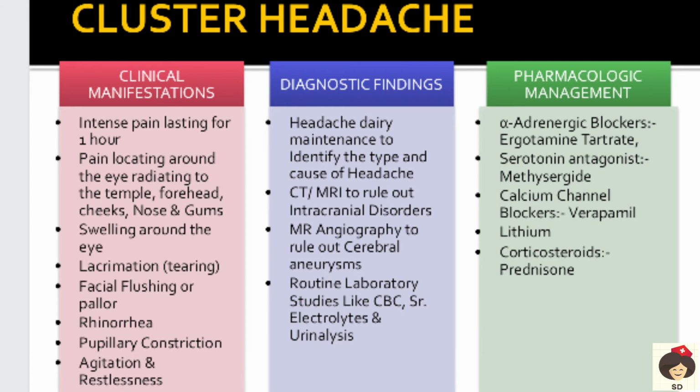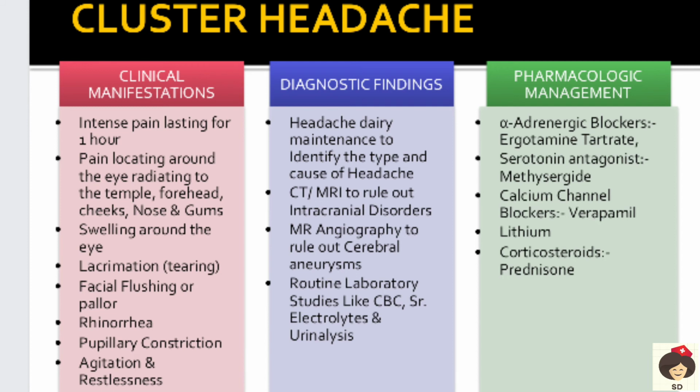And rhinorrhea, a running nose, where the patient will put out so many secretions from the nose. And pupillary constriction: due to intense pain and irritability, the patient's pupils will get constricted, and the patient will be agitated and restless when having pain.